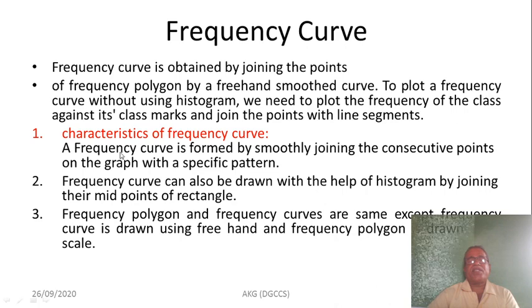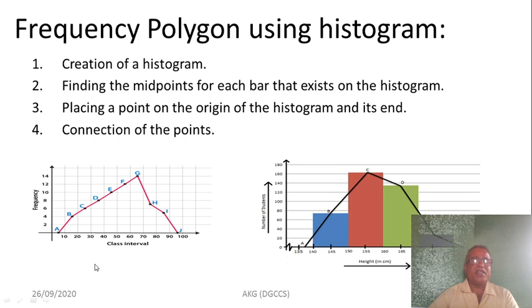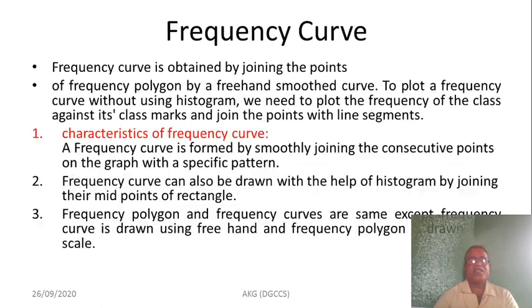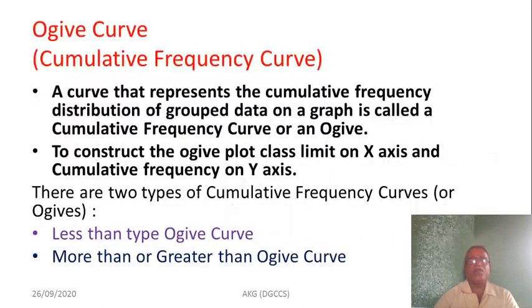The next graphical presentation is the frequency curve. The difference is only that instead of joining the points by a line segment, we join them by a smooth curve. This is the only difference between frequency polygon and frequency curve. Polygon means many sided figure, but for a frequency curve, the construction is the same as the frequency polygon, but join the plotted points by a smooth curve instead of straight lines. That presentation is called a frequency curve.